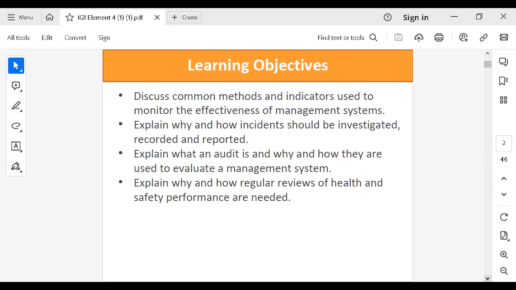Learning objective: discuss common methods.